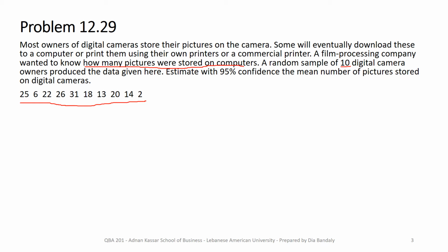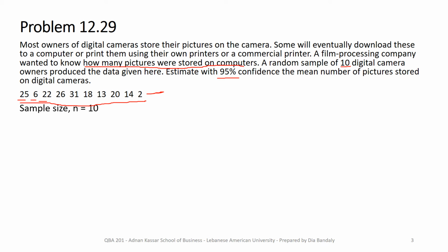And they want us to estimate with 95% confidence the mean number of pictures stored on digital cameras, which is the population mean. So what do we have here? Here I don't have x bar even. I don't have the population standard deviation, but I have the observations themselves. And with the observations, I can find x bar, right? All you have to do is sum these up, 25 plus 6, 31 plus 22, etc., and divide by 10, and this will be x bar, right?